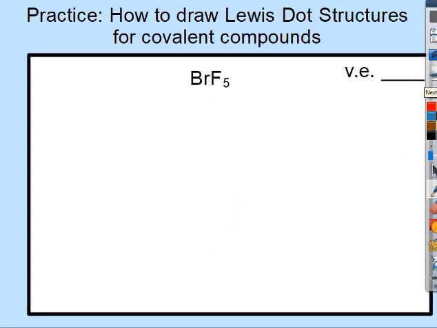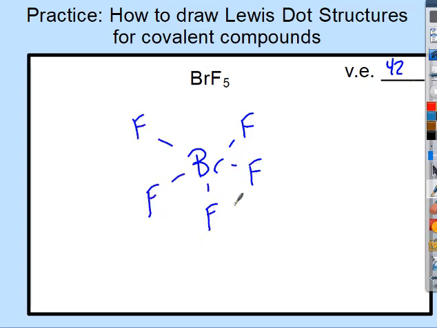So this last one, go ahead and pause the video, get your valence electrons, figure out your central atom, and draw the structure. Restart when you have your answer. So this one you had 42 electrons to work with. Br should have been in the middle with 5 fluorines coming off. So minus 10, you have 32 left.